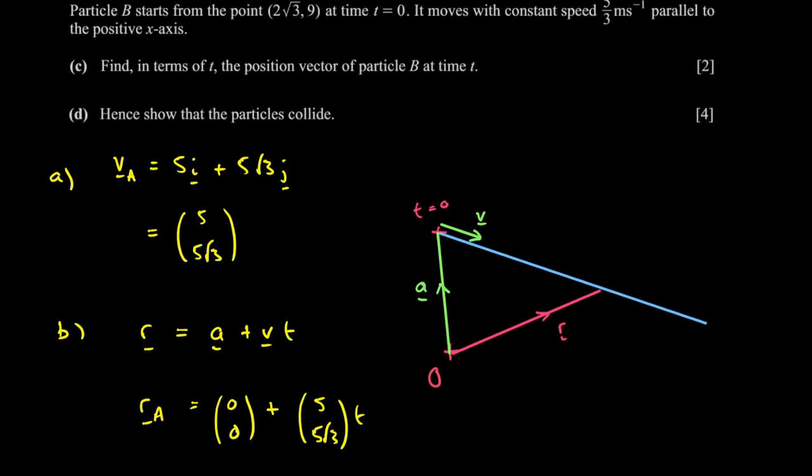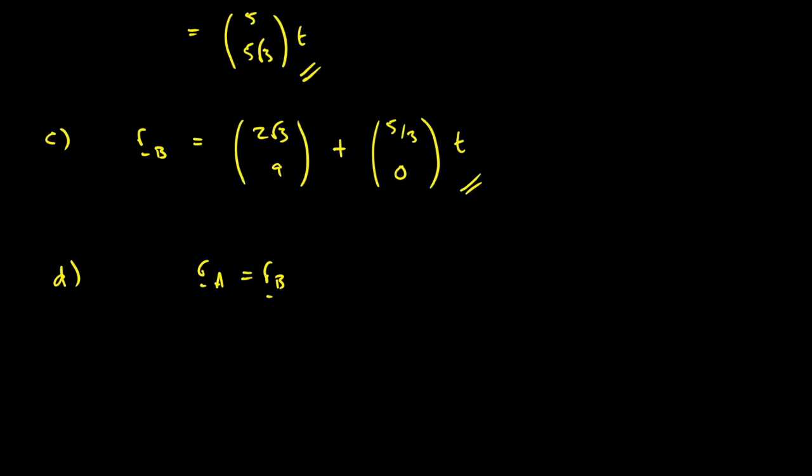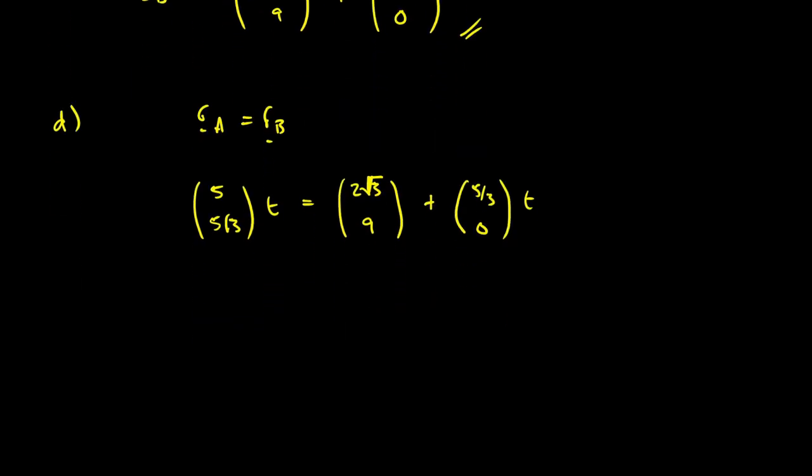Okay then, hence we want to show that these particles collide for part D. Well, if they collide, then the position vector of A must be the same as the position vector of B. They've got to be at the same place at the same time. So how can we do that? Well, we can just try to solve some simultaneous equations. So 5 root 3 t must be equal to 2 root 3, 9 root 3, plus 5 upon 3, 0 times t. Well, why don't we just take each line of this one at a time? So we can do the first line and we can do the second line.